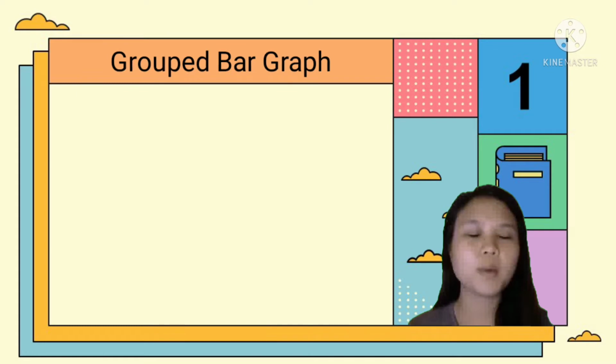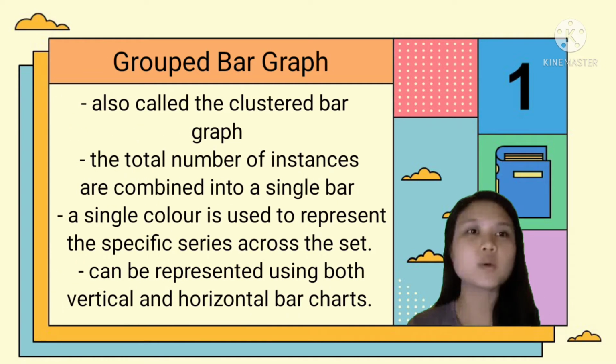First, we have the group bar graph. A group bar graph is also called the clustered bar graph, which is used to represent the discrete value for more than one object that shares the same category. In this type of bar graph, the total number of instances are combined into a single bar.